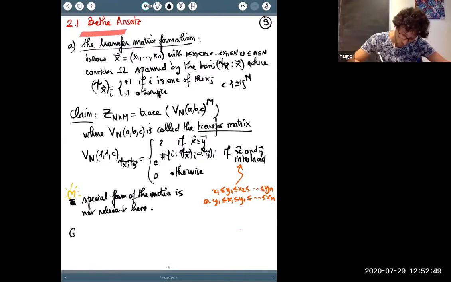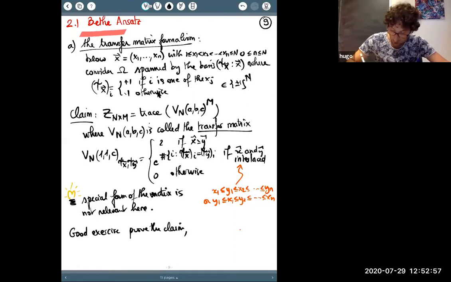And by the way, it's a good exercise to try to prove the claim and try to find Vn A, B, C in general, because here I just stated it for A equal B equal 1 and C. Okay, that's perfect. Very good.